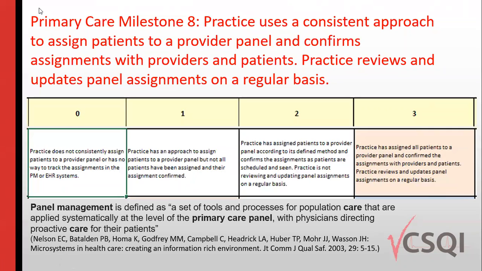The first one is milestone number 8. And it states that the practice uses a consistent approach to assign patients to a provider panel and confirms assignment with providers and patients. Practice reviews and updates panel assignments on a regular basis. So again, we have our normal scale, which is 0. There is not a consistent assignment of patients to provider panel. Scaling up to a 3, where a 3 in this specific milestone will get you past phase 4.